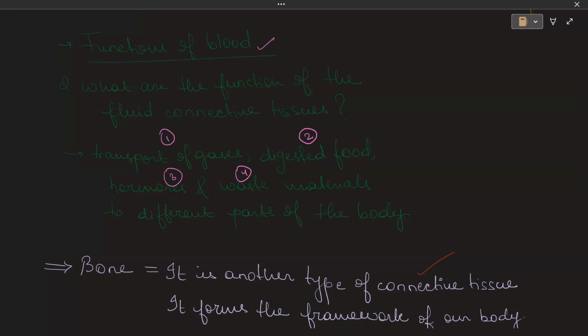Is it clear? Yes, ma'am. Do you know which gases are actually transported by the blood? The names of two gases? Oxygen, carbon dioxide. Very good. Oxygen and carbon dioxide are the two types of gases that are transported by the blood. Okay? So blood is the fluid connective tissue. So is the first type of connective tissue clear to everyone? Yes, ma'am. All right. Very good.